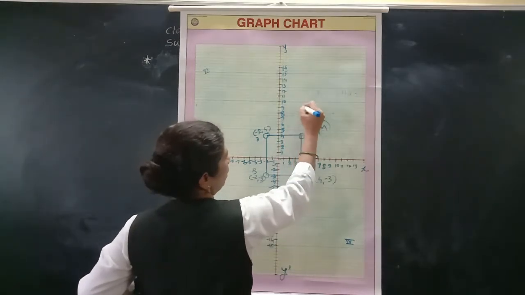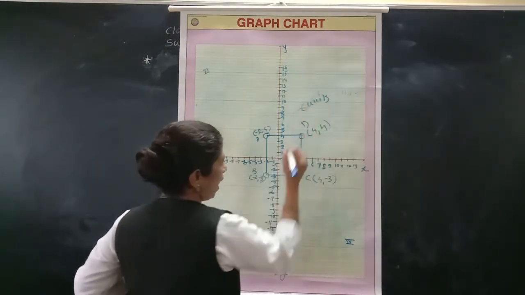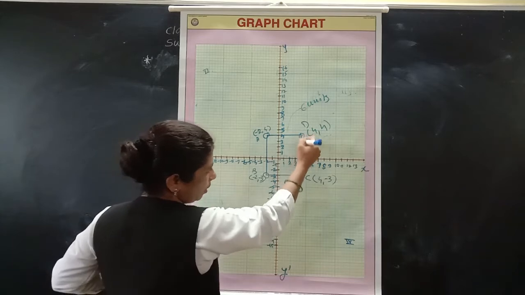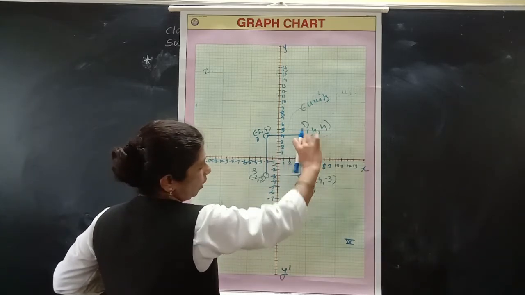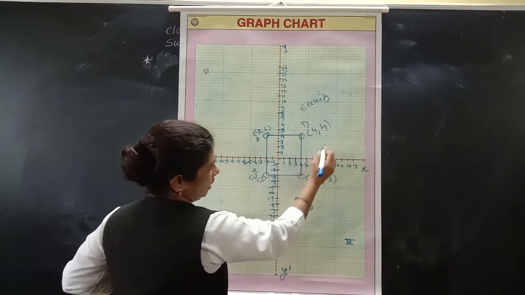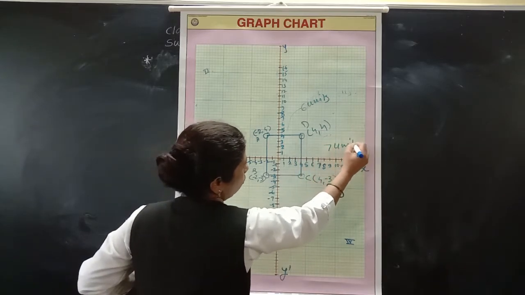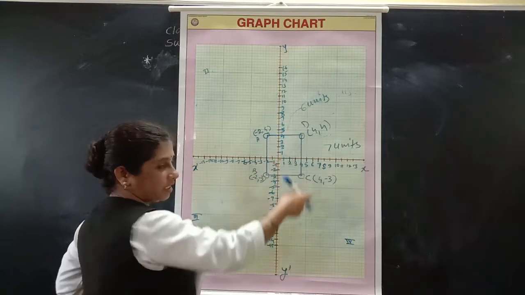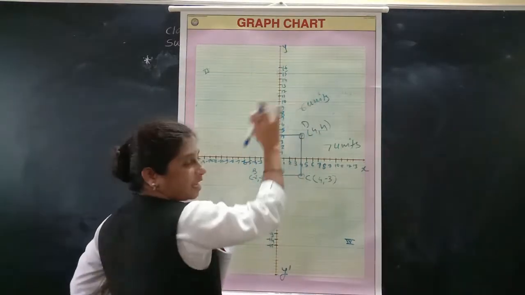This segment length will come 6 units, and this vertical distance, from here to here, how many are there? 4. And from here to here, how many are there? 3. So 4 plus 3 is 7 units. So the vertical distance is 7 units and the horizontal distance is 6 units, right?